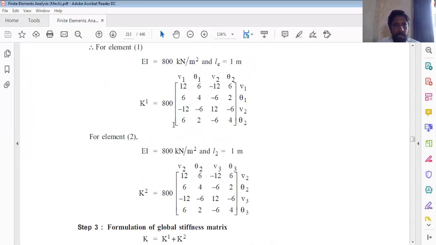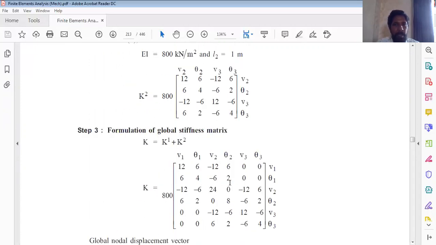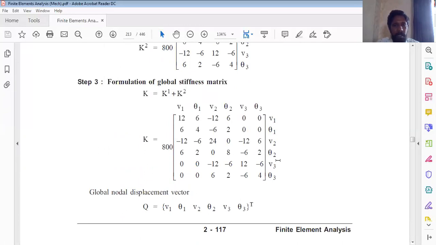So in both the matrices, the total degrees of freedom are 6. That is V1 theta 1, V2 theta 2, and V3 theta 3. Therefore, it is required to consider a 6 by 6 empty matrix before having the assembly of the stiffness values. So here a 6 by 6 matrix is considered.